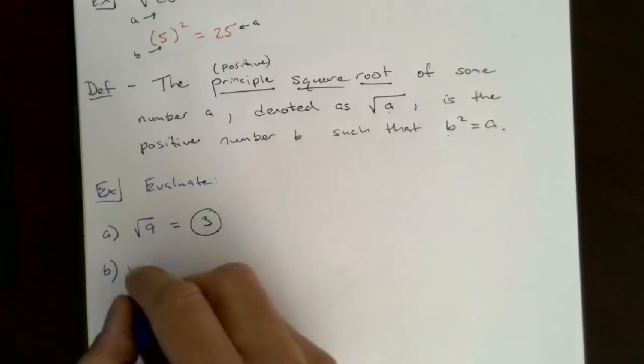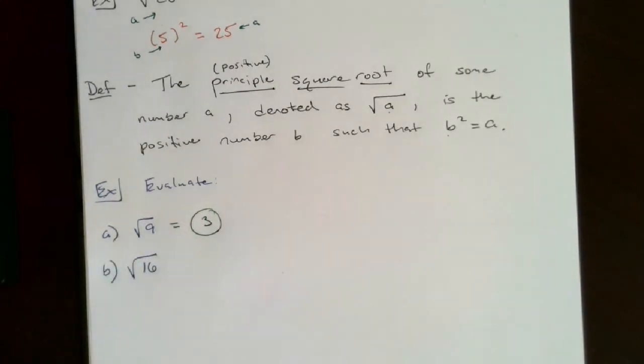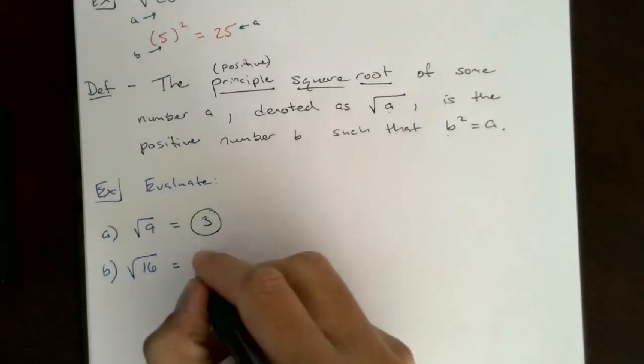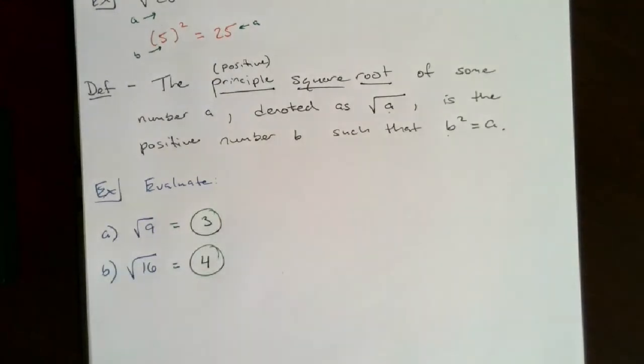How about if I said the square root of 16? All I'm asking is what number times itself will give you 16. Remember, we're only taking the positive number. So the square root of 16 is 4. Because 4 times 4 gives you 16.